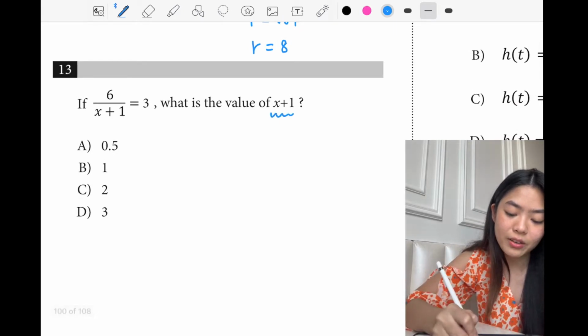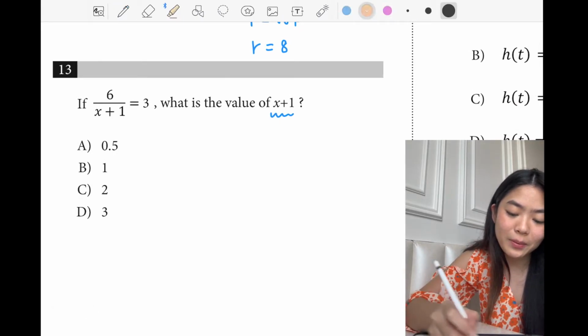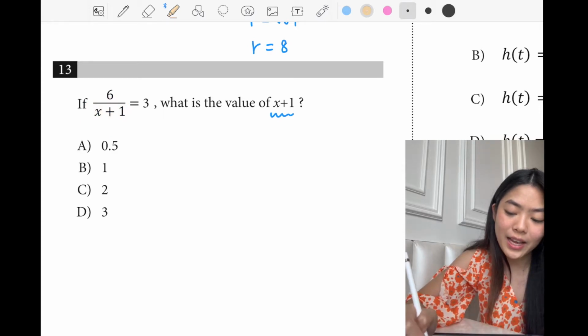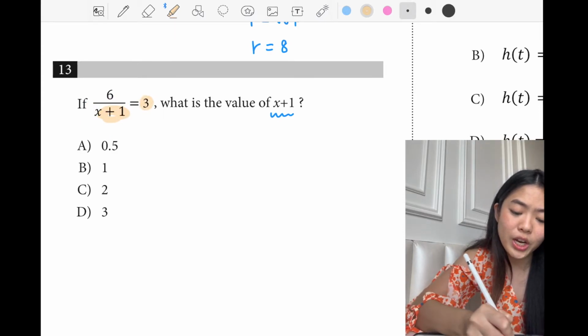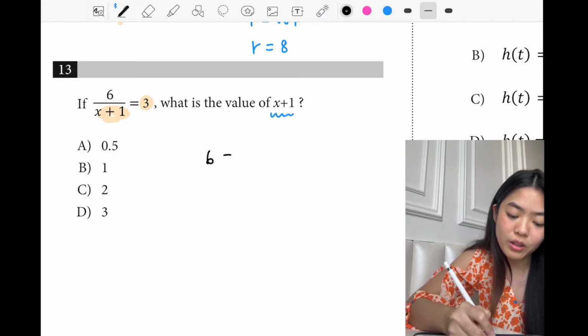Next, 13. Find the value of x plus 1. So yeah, what are we going to do? See, I have an x plus 1 already here, so I'm going to change the position with 3.